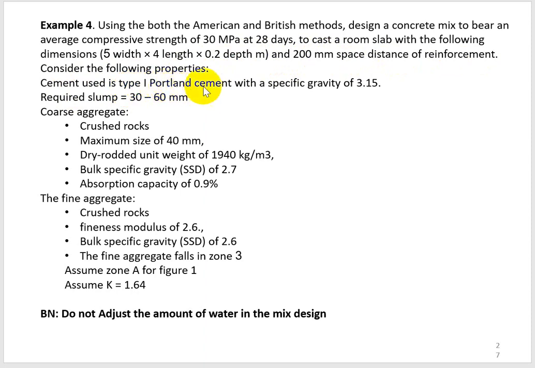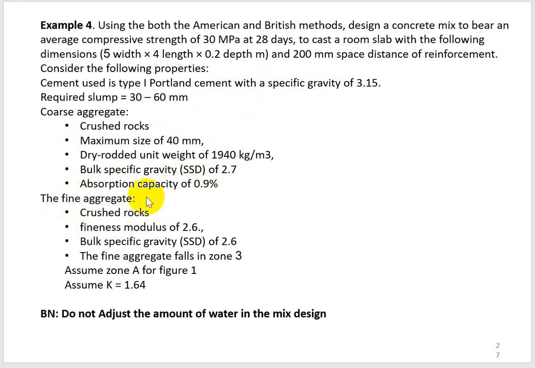Cement used is type 1 Portland cement with a specific gravity of 3.15, required slump 30 to 60, coarse aggregate details. If you can see in the details here, it's been designed in a way that it can provide clear information for both methods, the British and American. So in terms of the coarse aggregate crush rocks, maximum size of aggregate is provided, dry rodded unit weight that we need to use in the American method, so it's provided under the coarse aggregate. We have the bulk specific gravity and absorption capacity.